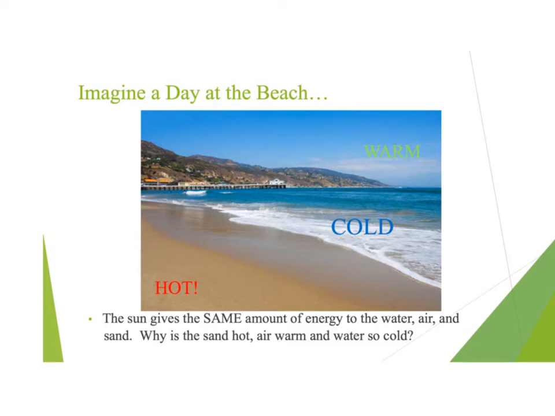So we've got three different types of matter here. We've got the sand, we've got the water, and we've got the air, and they're all at different temperatures. But they all got the same amount of energy from the sun. They've all been warmed by the sun for the same amount of time. So why, oh why, do we have such drastic temperature changes between the air, the water, and the sand?